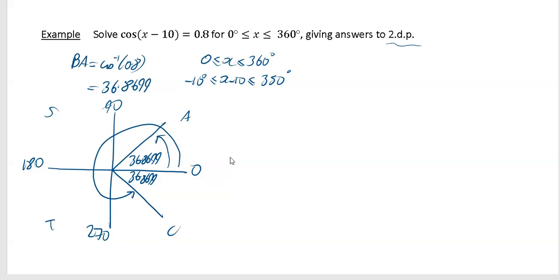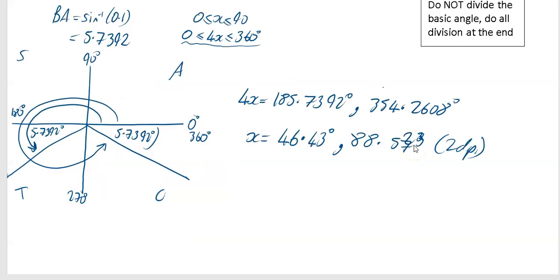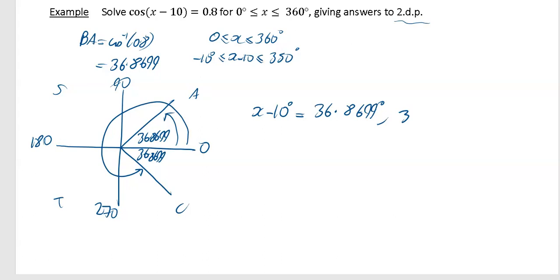So my answers, x minus 10, remember, this is what our angle is equal to, 36.8699 degrees, or it's going to be, and that's going to be 320. Apologies, not too sure what happened there.